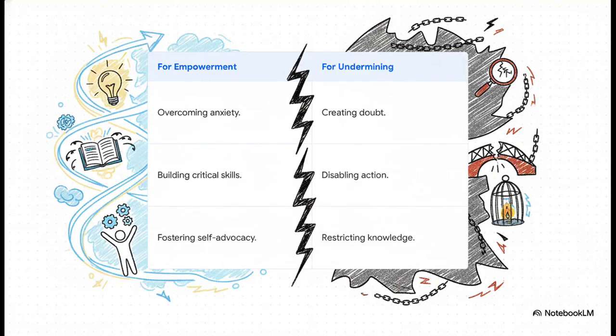And this table just lays it out so clearly, doesn't it? On one side, you've got all the good stuff we've been talking about: empowerment, critical thinking, confidence. But on the other side, you see a much darker use. Deconstruction can also be used to create doubt, to pick apart solid evidence, and to actually restrict access to knowledge. How does that even work?